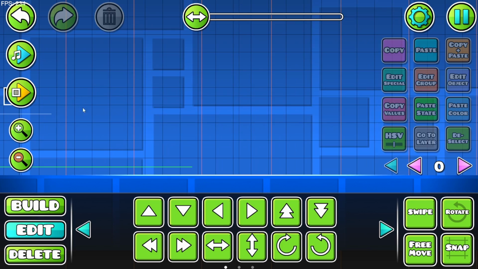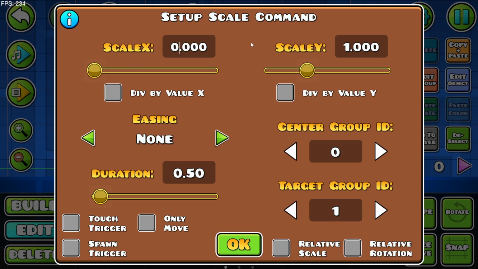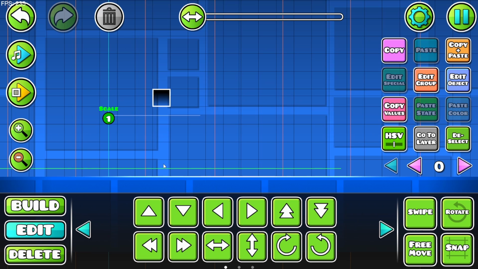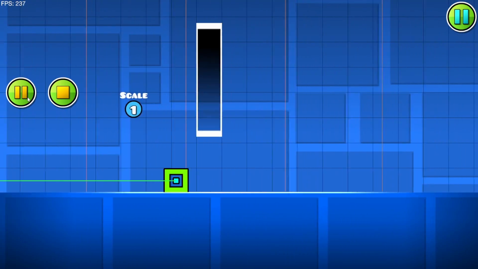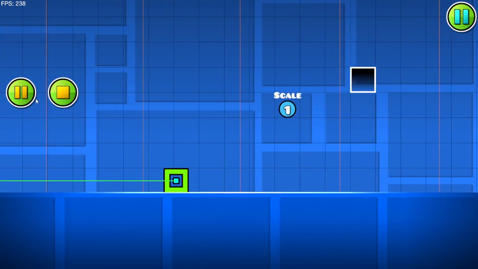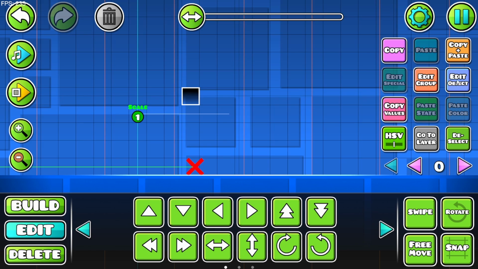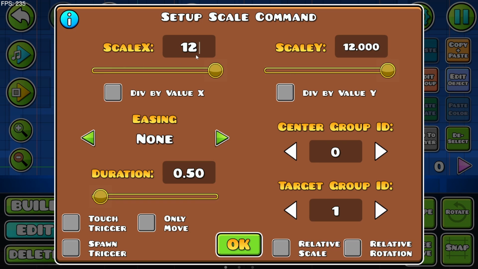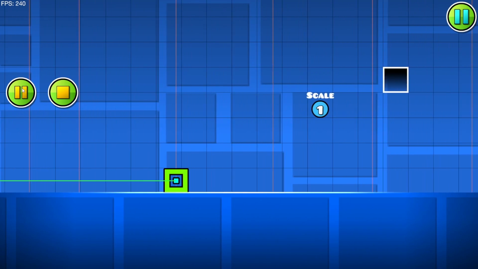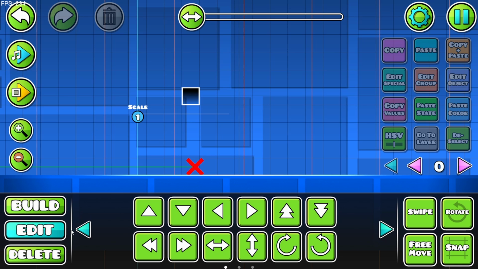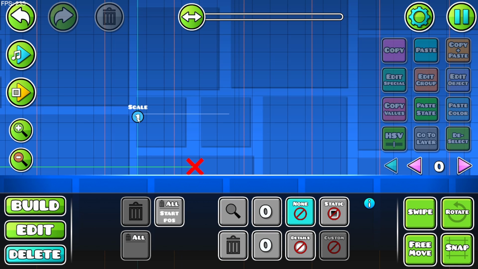Boom, really long beam. I can also make it expand on the opposite side by using scale Y, which is vertical. And now, boom, instant death. And we can also increase these two scales at the same time. And boom, big block. And yeah, that's a basic rundown of the scale trigger.